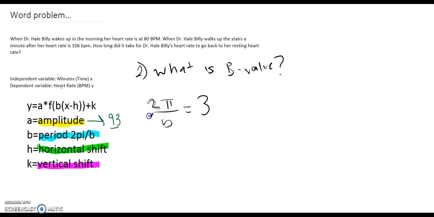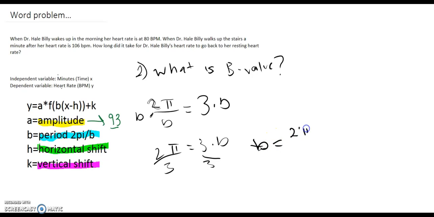After that, what you do is you multiply b from both sides in order to get 2 pi equals 3 times b. To get b by itself, you divide both sides by 3. After you do that, you'd end up with b equals 2 pi over 3. And that is your b value.